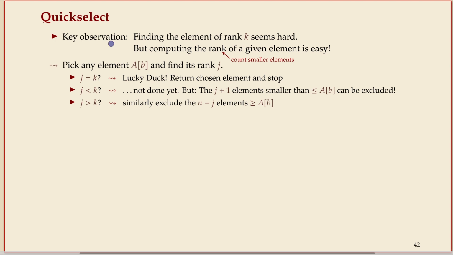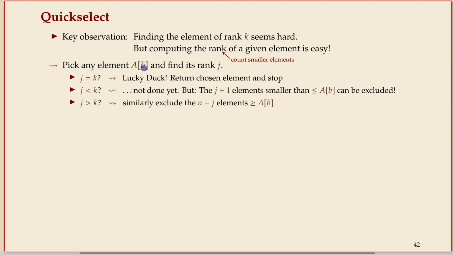So, the way to motivate this, if you haven't seen it before, I would say is like this. If you're given a rank, it's not easy to find the element that has that rank. But if you're given an element, computing its rank is easy. You just count how many elements are smaller. And so in a way, quick select uses one to do the other and shows that they're in some sense not as different as they first look.